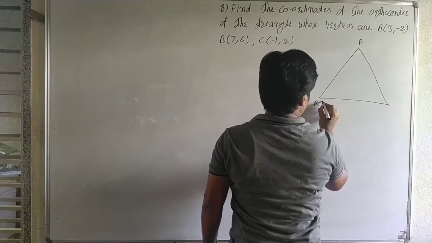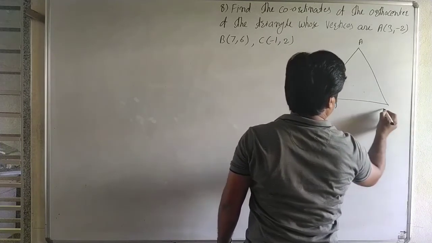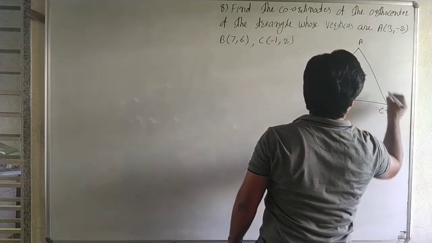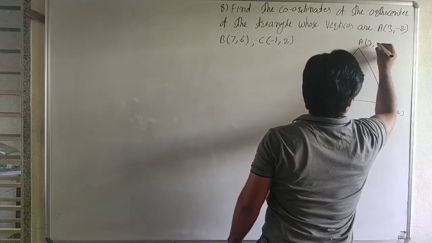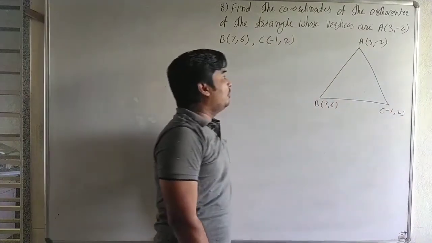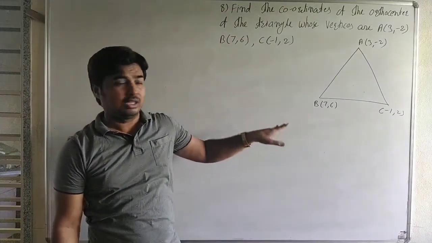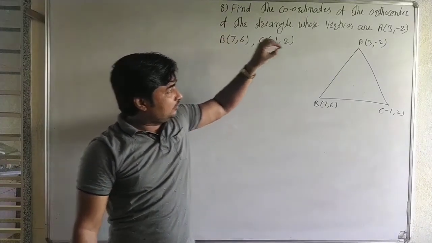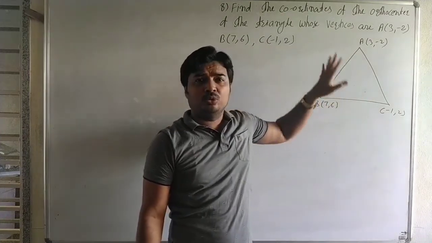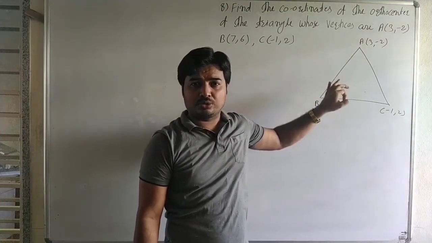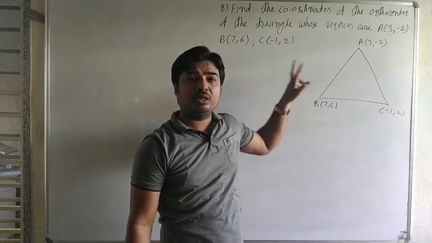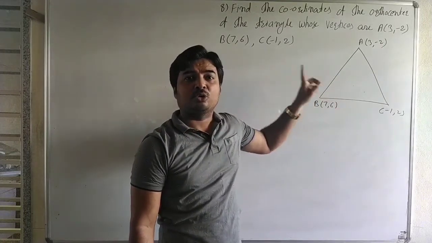It is B (7, 6), C (-1, 2), and A (3, -2). Now we find the orthocenter. The orthocenter is the point of intersection of altitudes. Here we can find the equations of any two altitudes, and then the intersection of those two altitudes is the orthocenter.